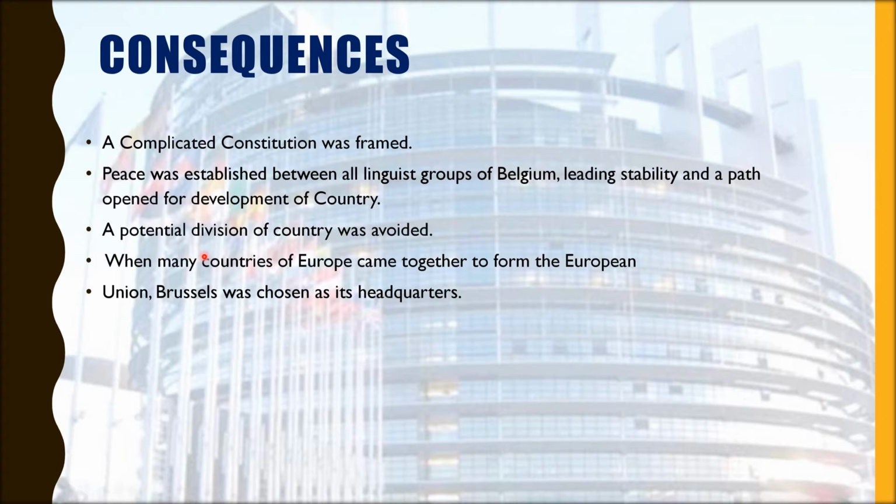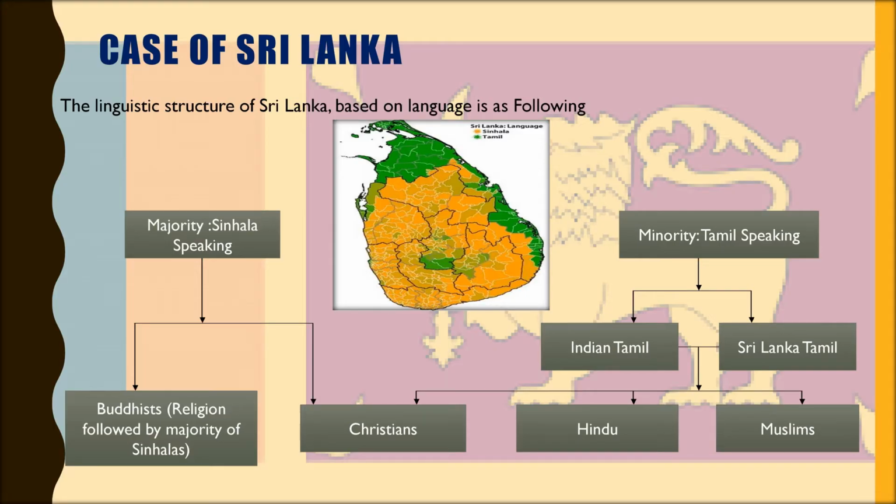A potential division of the country was avoided. When many countries of Europe came together to form the European Union, Brussels was chosen as its headquarters. So, these were the consequences of adopting the accommodation policy. By here we are completing the information on Belgium, and we are going to move on to Sri Lanka.